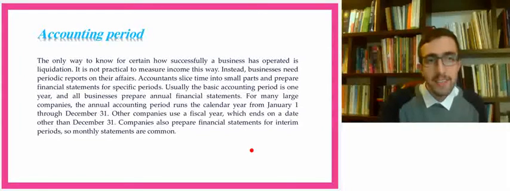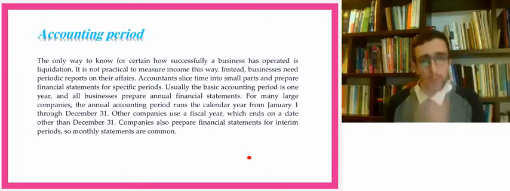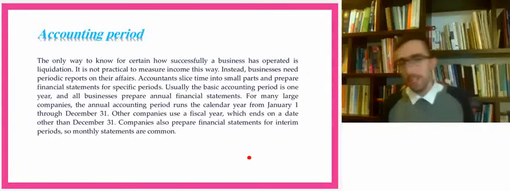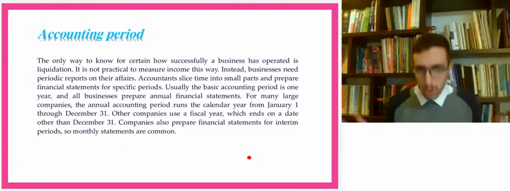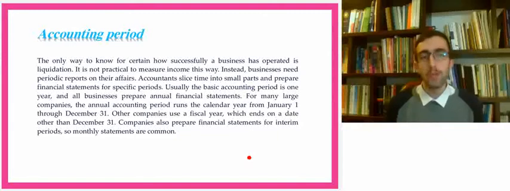On the next page, we have the accounting period. The only way to know for certain how successfully a business has operated is liquidation. What is liquidation? Liquidation means a company closes its doors, sells all assets, pays all liabilities, and gives any cash left over to the owners. This part of going out of business is liquidation. But it's not practical or usual to measure income in this way.